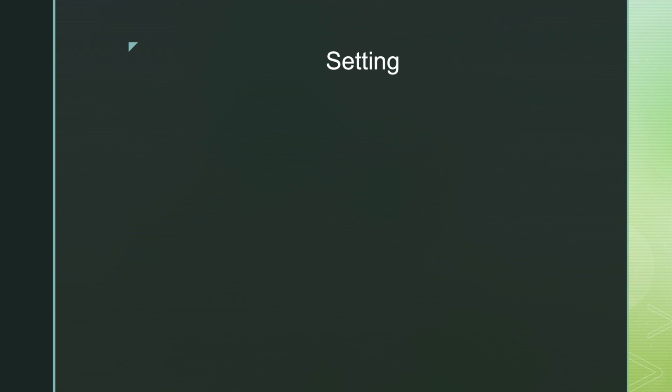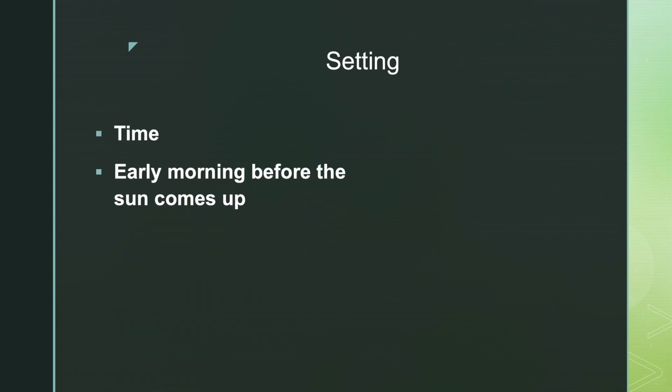Let's now take a look at the setting. So this is what I was saying when I wasn't talking about the plot, and some things that I did not want to mention yet because we were going to be looking at them in the setting. So remember, setting now speaks to time and place.